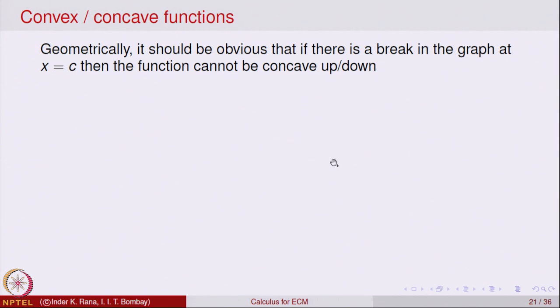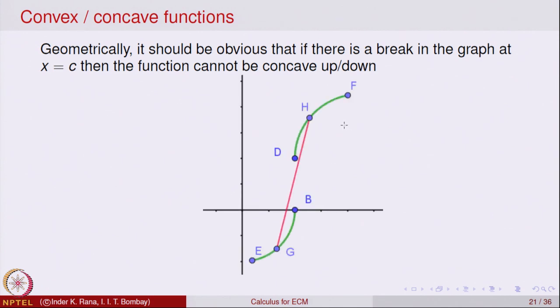So, we would like to find those criteria which will help us decide what are the intervals of convexity and concavity, and what are the points where the function can have a point of inflection. Here is one caution: geometrically it should be obvious that if there is a break in the graph of the function, then the function cannot be convex up or concave down in that interval.